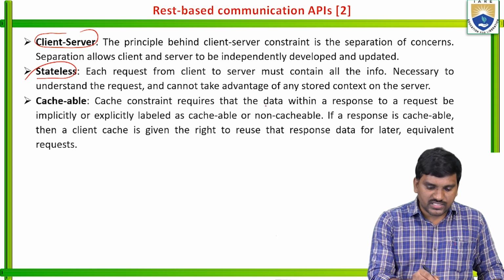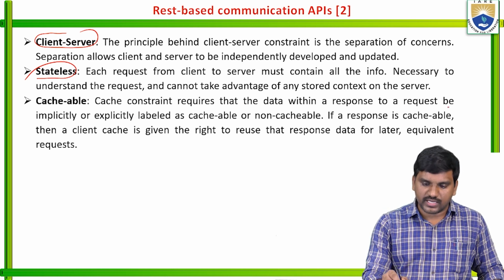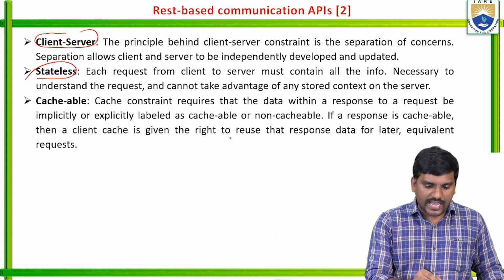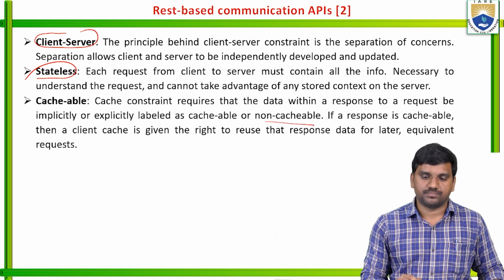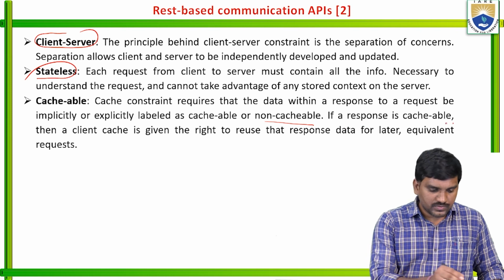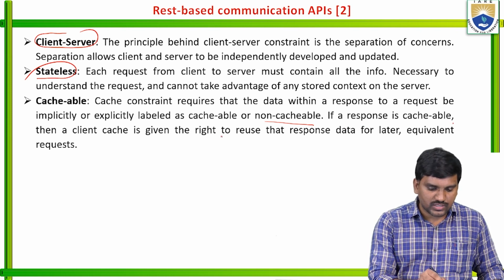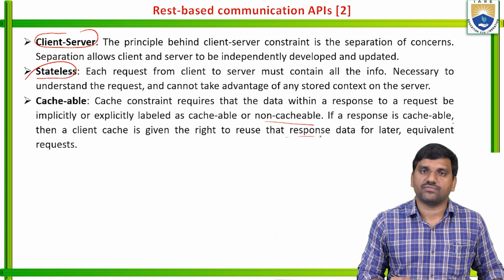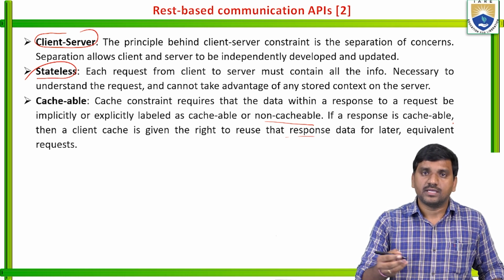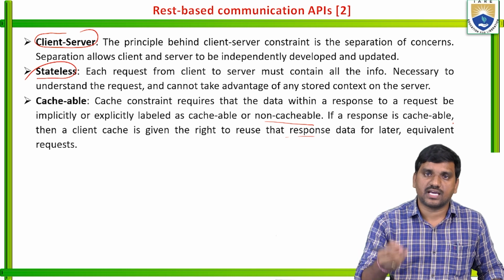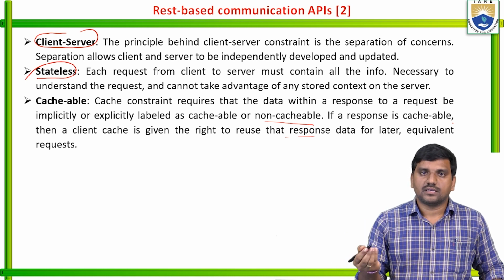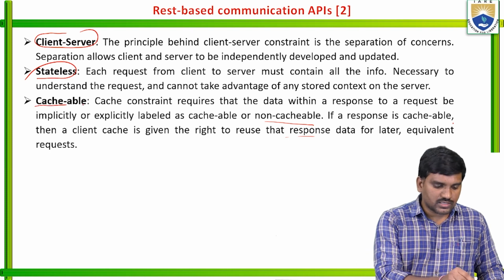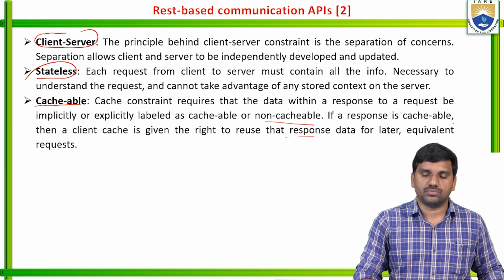Next, cacheable. Cache constraint requires the data within a response to a request be implicitly or explicitly labeled as cacheable or non-cacheable. So if a response is cacheable, then the client cache is given the right to use that response data for a later equivalent request. So that depends on whether the request is cacheable or non-cacheable. So this is about the third constraint, that is cacheable.